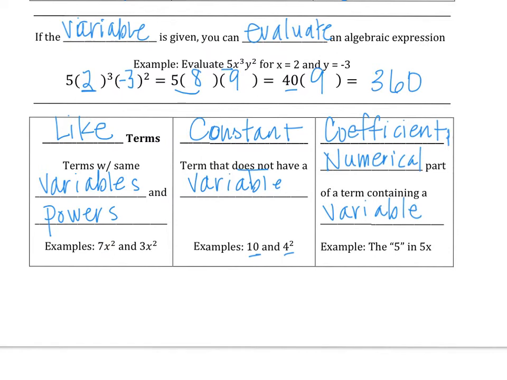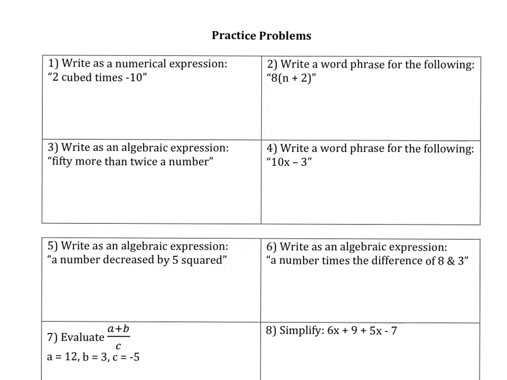An example of that is if you have a term right here with a variable, a constant and a variable, the coefficient is 5. Now let's do some practice problems with this.